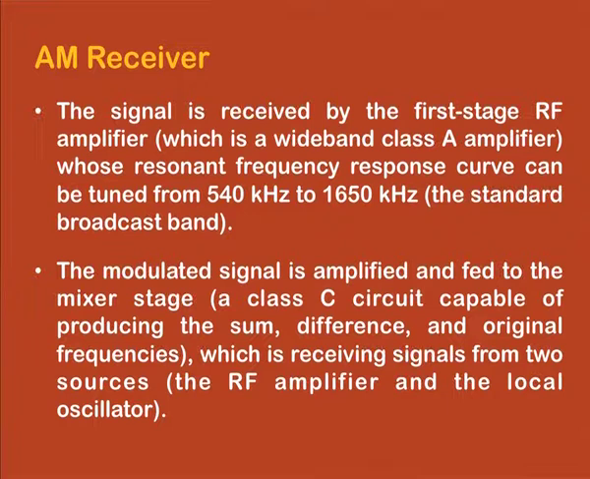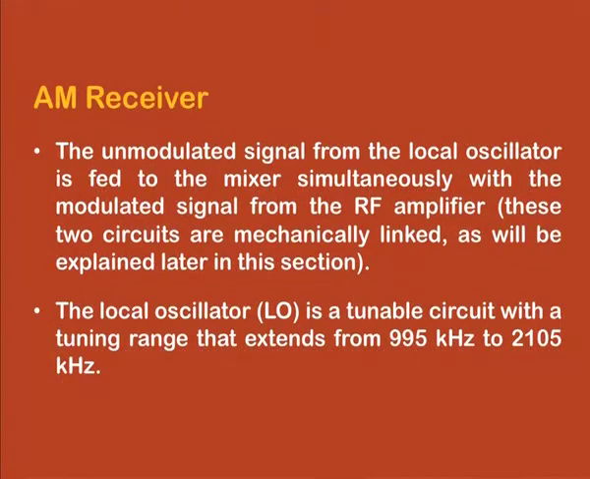The signal is then amplified and fed to the mixer stage, which is a class C circuit capable of producing the sum, difference and original frequencies, receiving signals from two sources, the RF amplifier and the local oscillator. The unmodulated signal from the local oscillator is fed to the mixer simultaneously with the modulated signal from the RF amplifier, and this will produce two frequencies, namely the difference of the RF signal and LO frequency, and the sum of that. The sum is filtered out, and the remaining frequency will be the difference frequency.